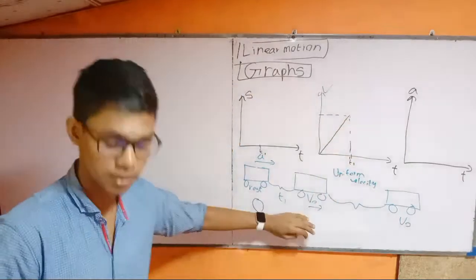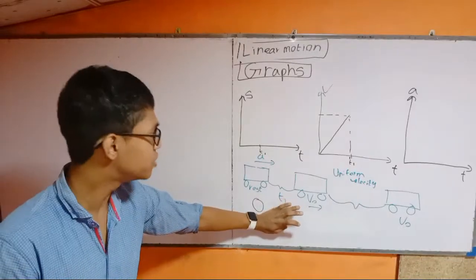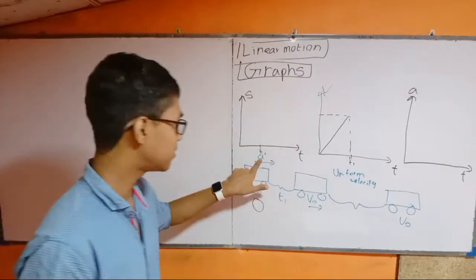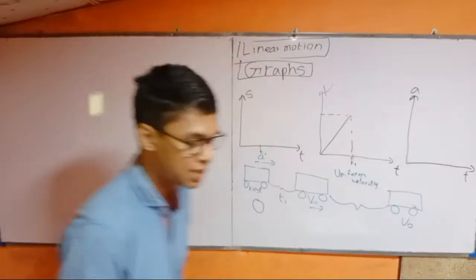Fair enough. Did you understand? Did you understand that the velocity is increasing with an acceleration a? So the velocity line graph will go like this. Now don't think too much.